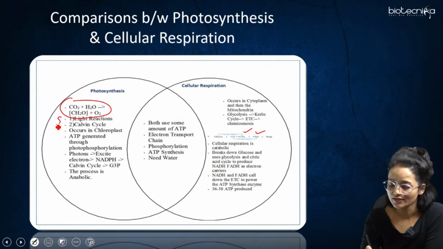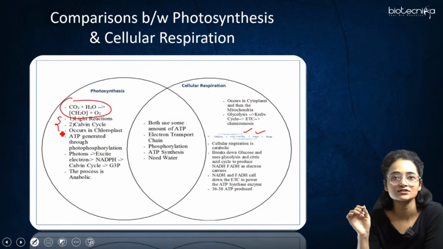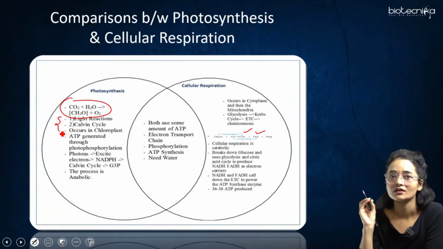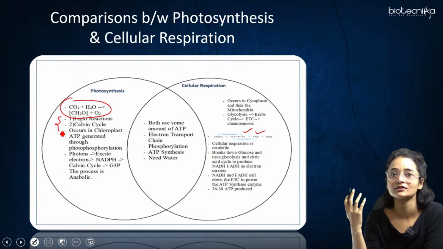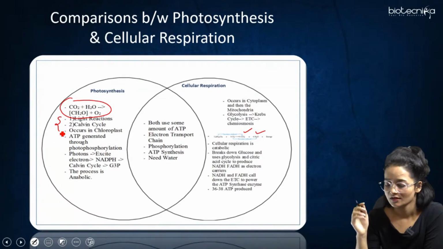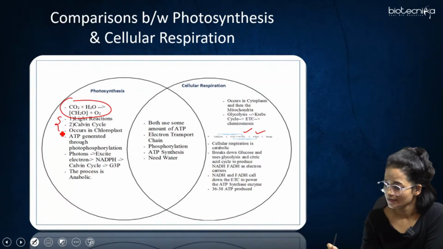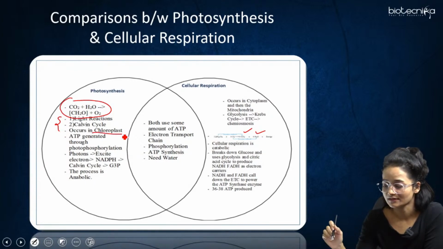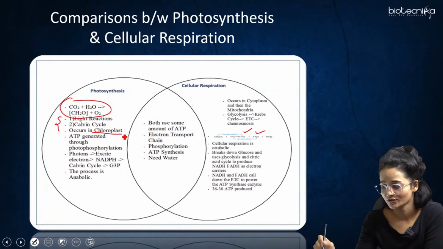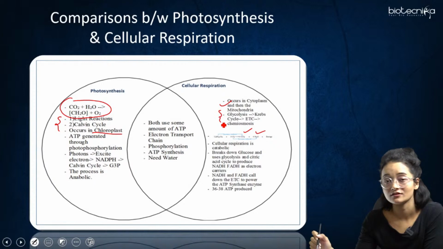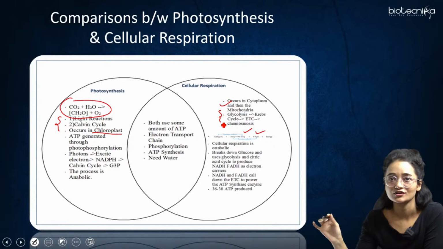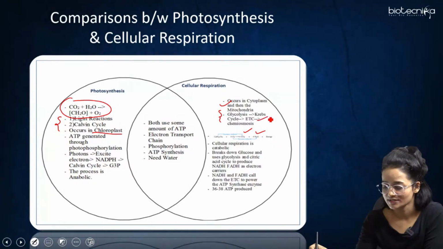Now, 2 major phases of photosynthesis are the light reactions and the Calvin cycle, where the assimilation of carbon dioxide takes place. That is the carbon fixation. Photosynthesis occurs in the chloroplast, while cellular respiration occurs in the mitochondria and the cytoplasm, right? And the major stages of cellular respiration are glycolysis, the Krebs cycle, and so on. That is, the electron transport chain takes place.